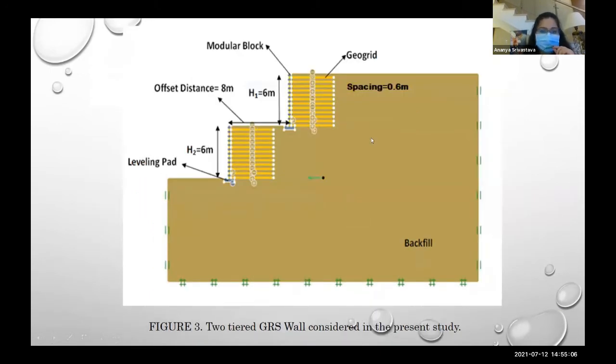Then this is the tiered wall system. I redivided the whole 12-meter wall into 6 and 6, that is, H1 is the upper wall and H2 is the lower wall, each having its own leveling pad, with an offset distance of 8 meter, which is large enough so that no interaction of these walls takes place, and each wall behaves independently.